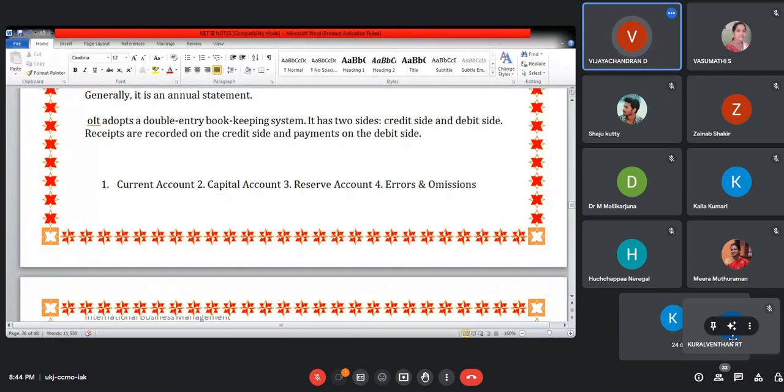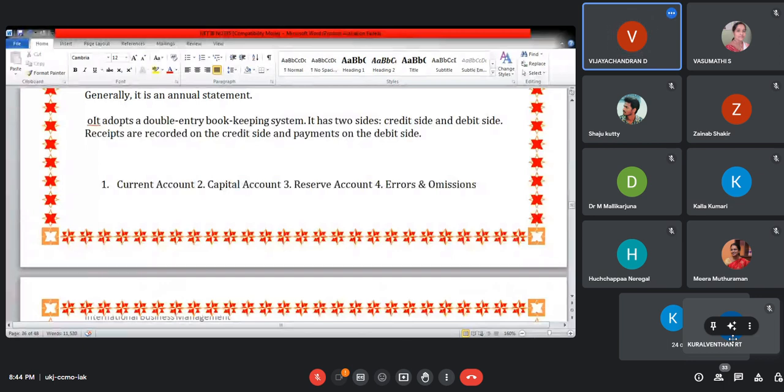Yes. So financial statement analysis. What is the purpose of financial statement analysis? In order to compare the growth of the organization. So that is the purpose of the financial statement analysis.